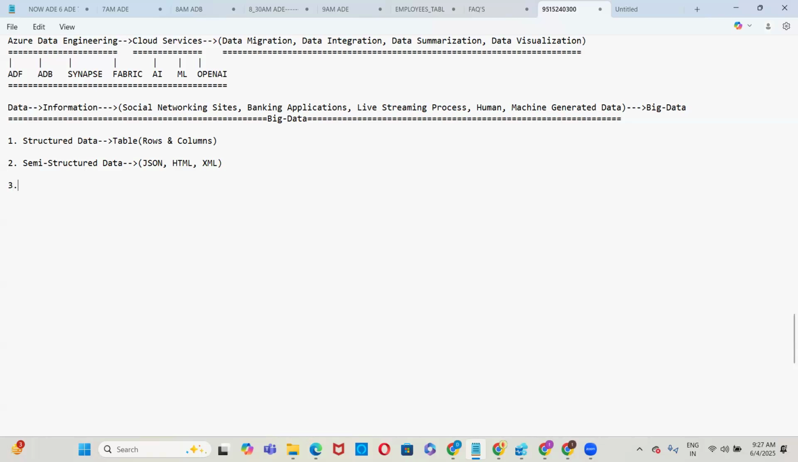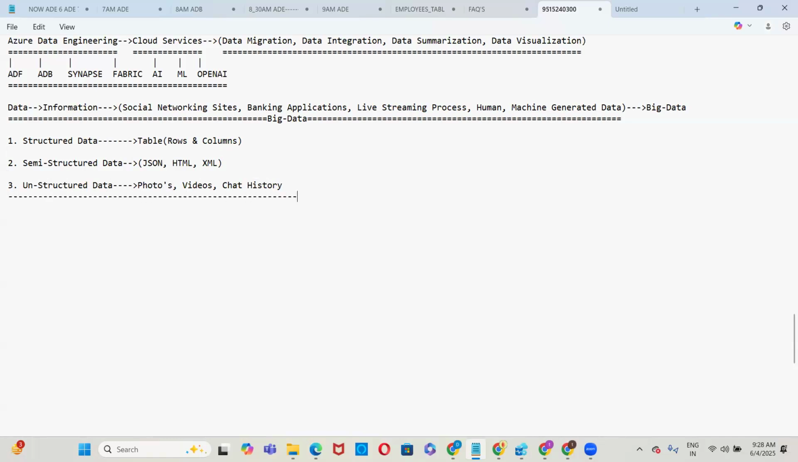The third one is unstructured data. You know already, unstructured means no structure for this data. It comes as photos in your mobile phone, videos, chat history. Photos, videos, chat history, all this comes under unstructured data.